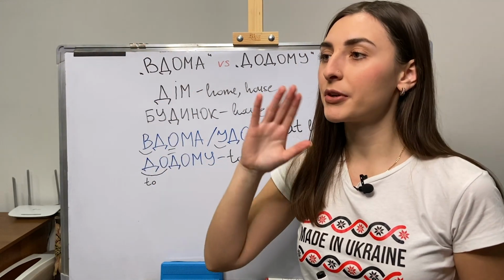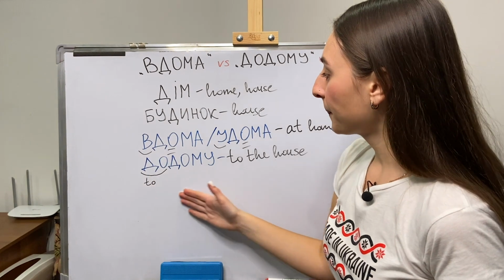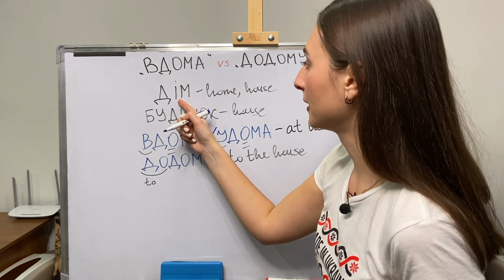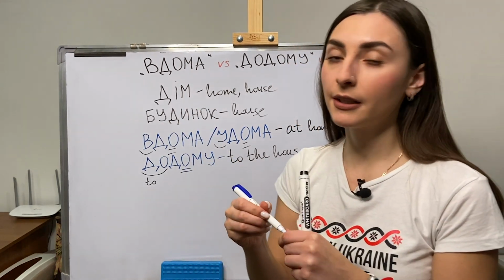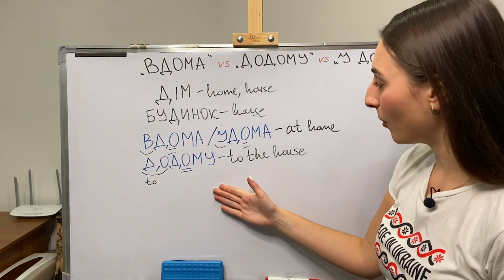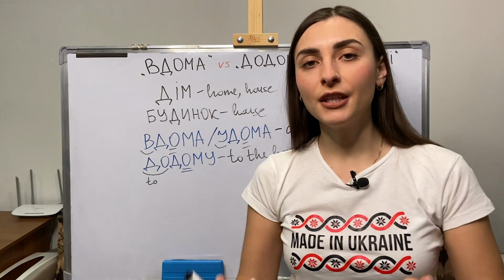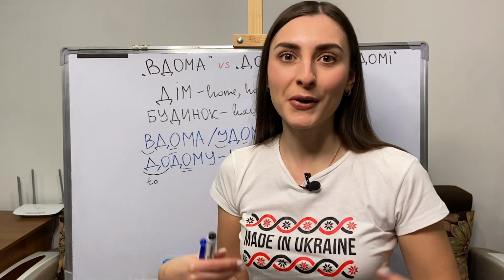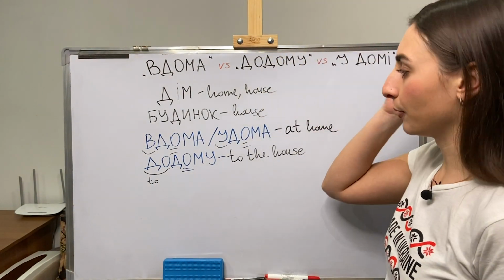I'm going, yes, I'm going to the park. And you can see again we formed from this noun, and we did the changing of the vowels in the stem, and this word ДОДОМУ means to the house. For example, я їду додому. I'm going to the house. I'm going home. We can say like this. So very interesting word also.